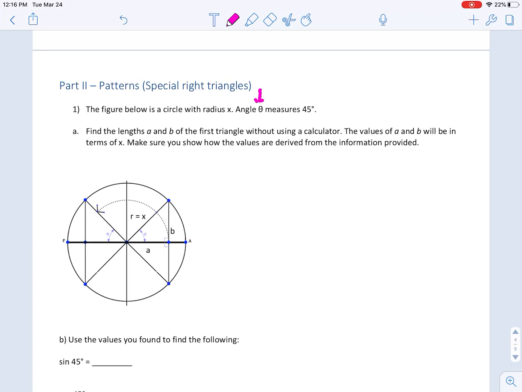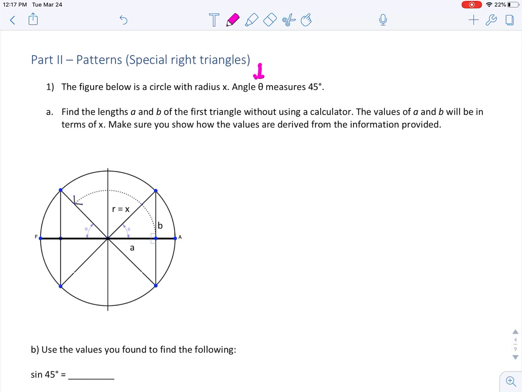Okay, A, find the lengths of A and B of the triangle without using a calculator. The values of A and B will be put in terms of x. Make sure you show how the values are derived from the information provided. Okay, we talked about this in class, maybe with different variables.